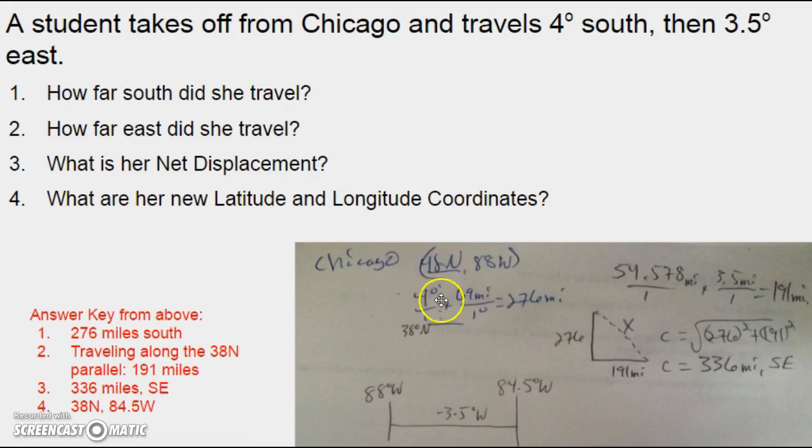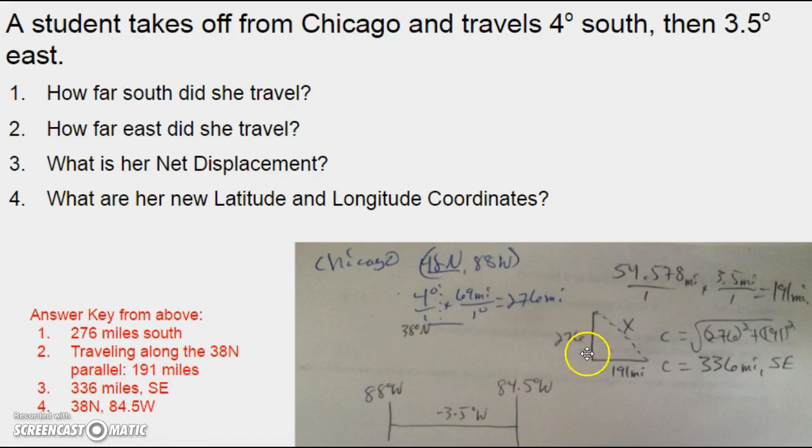From Chicago, she travels 4 degrees south. I know that each degree is 69 miles per degree. So 4 degrees times 69 miles is 276 miles. She travels 276 miles south. At this point, I'm now at 38 degrees north. I travel east, and I find that Table 1-1, it's 54.578 miles times 3.5 degrees east. I get a value of almost right at 191 miles. So traveling along the 38 north parallel, it is 191 miles, and this should be east.